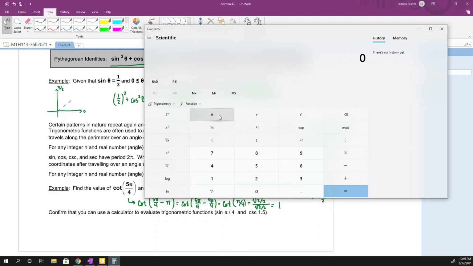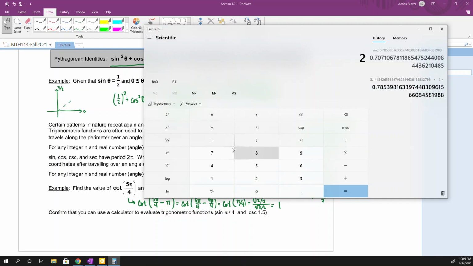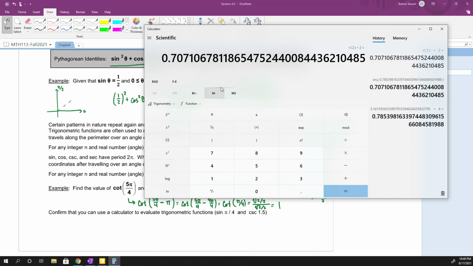So if I come to radian mode and I say pi divided by 4, and then if I want to find the sine on this calculator at least, I say trigonometry sine. So it'd be 0.707, and so on. Which makes sense because it'd be square root of 2 over 2. We should know, and we should be able to evaluate that, right? Square root of 2, if I divide that by 2, I get 0.707.